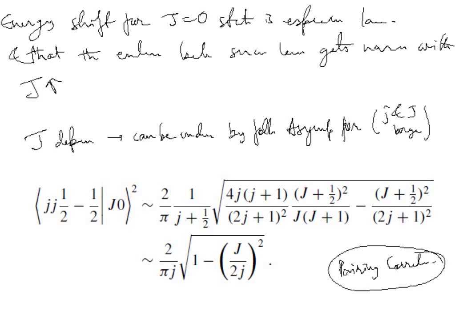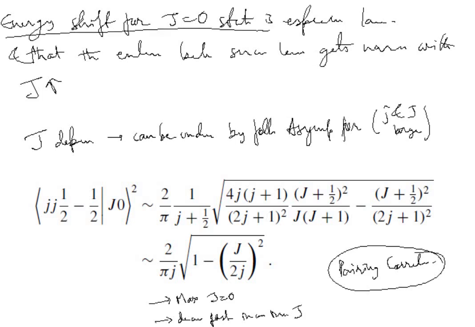So this is what I have to say. This is important. You remember that this thing is maximum for J equal to 0, and it decreases, not slowly, quite fast, with increasing J. And this is the reason for this. So two things we can explain: the energy shift for J equal to 0 is especially large, and the energy between the successive levels gets narrower. These things we can explain using this asymptotic formula.